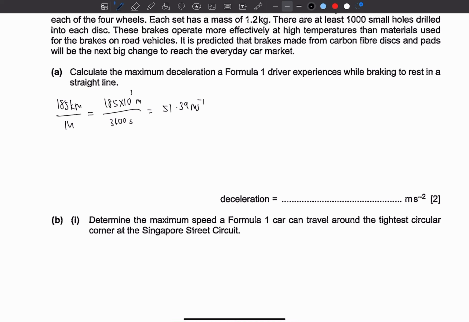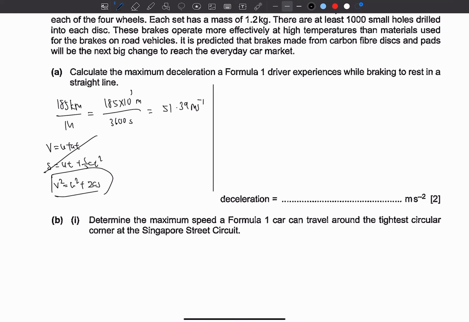Alright. And now this is kinematics. So there's 3 formulas we can use. v equals u plus at, s equals ut plus half at squared, or v squared equals u squared plus 2as. There's one obvious problem, there's no time involved, so these two are out, meaning we have to use this.